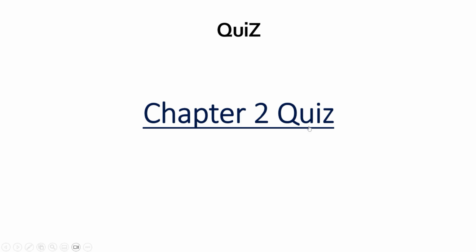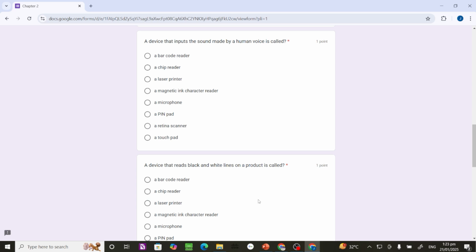is concerned. We have a quiz here to try as far as this is concerned. So let's look at some possible exam questions on input devices. The first question says that a device that inputs the sound made by the human voice is called. Which of these here is used to input human voice into a computer system? So obviously the answer should be a microphone.